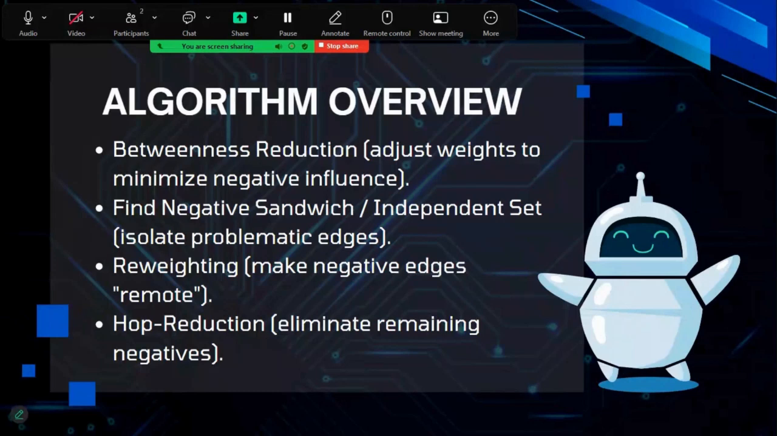Then the second part of the algorithm is named negative sandwich or independent set, where it searches for a negative sandwich. What does negative sandwich mean? So basically it means it's a cluster of negative edges.